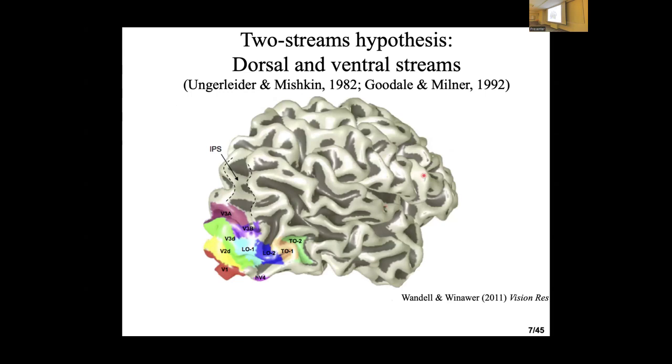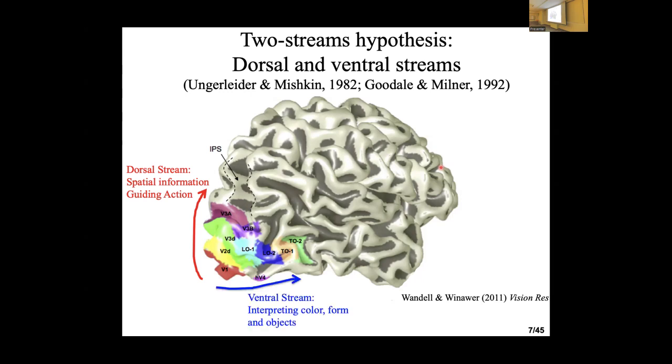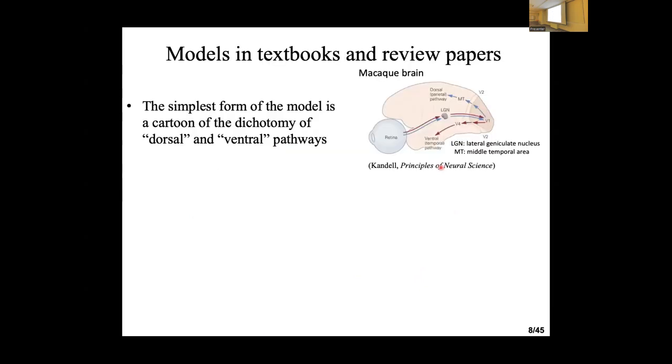Back in 1982, Ungerleider and Mishkin proposed the two-stream hypothesis, which distinguishes the dorsal visual cortex, receiving spatial information and guiding action, from the ventral visual cortex, handling interpretation of color, form, face, object, and categorical information. By and large, the dorsal and ventral streams are widely accepted among many neuroscientists. So how should this be reflected in the actual model or architecture of visual processing in the brain?